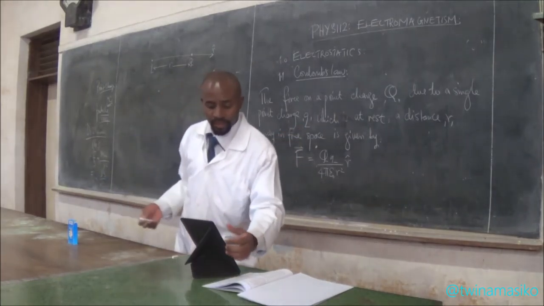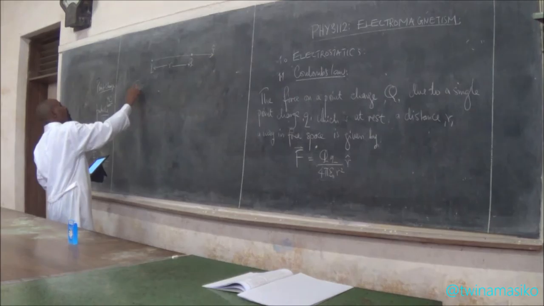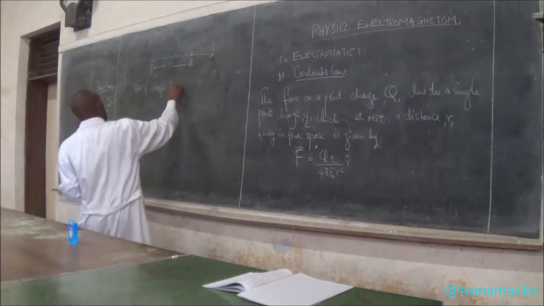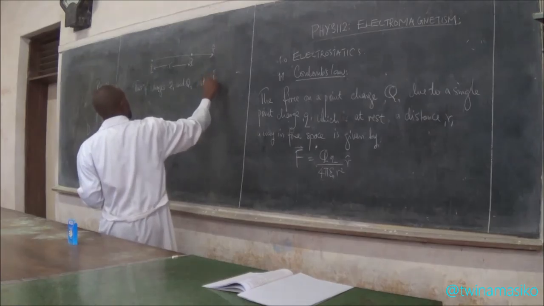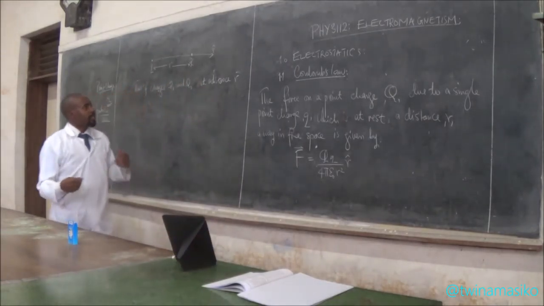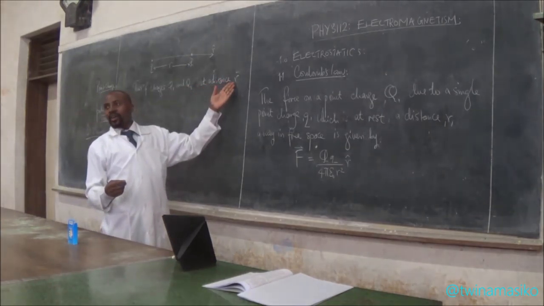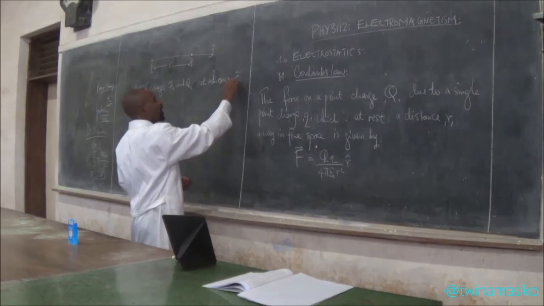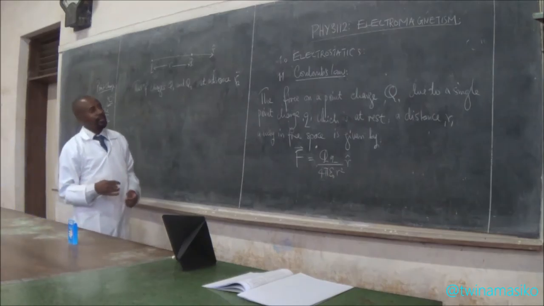But let's make them have magnitudes that are easy to differentiate, and have Q1 and Q2. So if we have charges Q1 and Q2 at a distance R, we need to make it more understandable. Since we are talking about charges Q1 and Q2 at a distance R, we still need to know this from where to where. So for its magnitude, we will be talking about R12, the distance between charge Q1 and Q2.